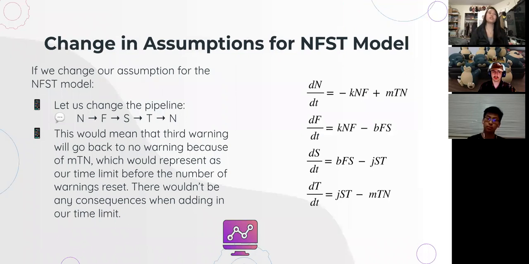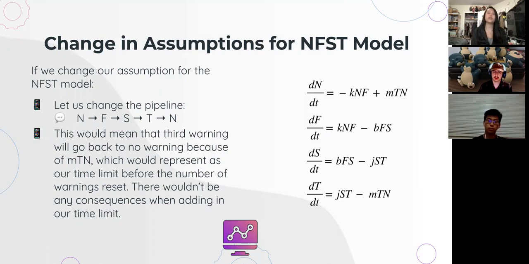So what if we were to change our original assumptions for our NFST model? Let's say that after the third warning, people may go back to having no warnings at all after a certain time limit. This would result in a change in our pipeline. So because we have a change in our pipeline, we will need to add a new term in our differential equation for dN/dt and dT/dt.